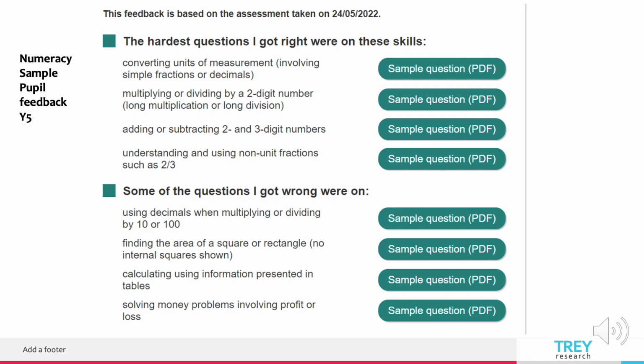This is a sample numeracy feedback screenshot from a Year 5 pupil, and all pupils will receive this type of feedback. Pupils get feedback on the hardest questions they've got right and some of the questions that they've got wrong. The feedback is grouped into skills, and each having a sample question to help the learner. The following slides show the sample questions.